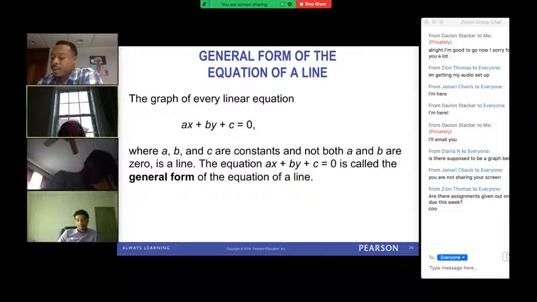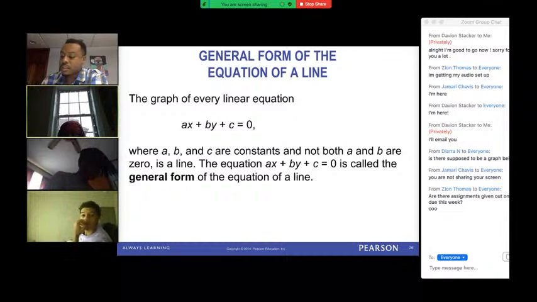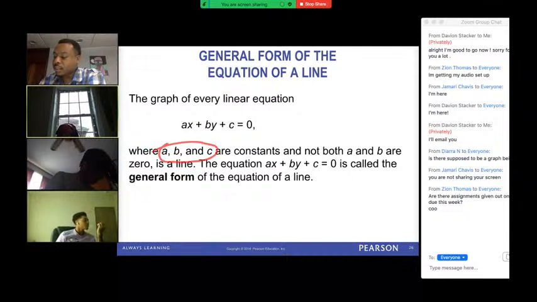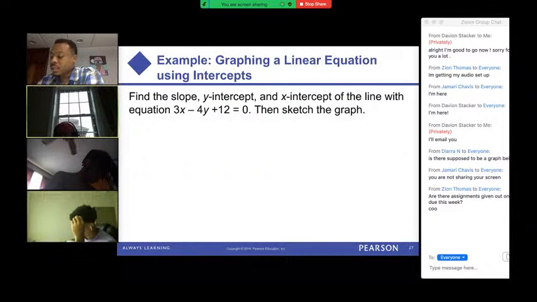So then we have the general form of the equation of a line. It's going to be ax plus by plus c equal to 0, where a, b, and c are constants, and a and b are not both 0. This is how we're going to define a line. This is called the general form of the equation of a line. Okay. Find the slope, y-intercept, and x-intercept of the line with this given equation.